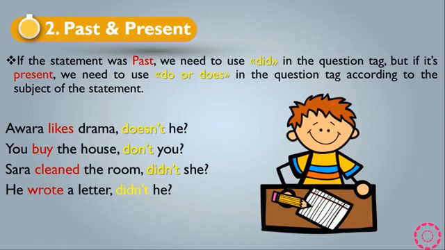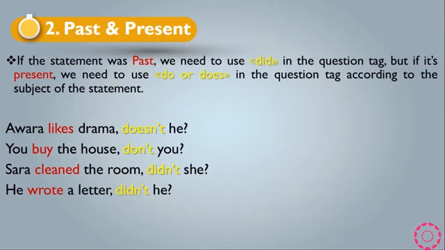Another example that we have, he wrote a letter, didn't he? Again, we have wrote, which is the past of write. So because it is past simple, we have to use did. And because the statement is positive, we have to make it negative and it became didn't, and we rewrite the subject of the sentence, which is he, and it became didn't he.